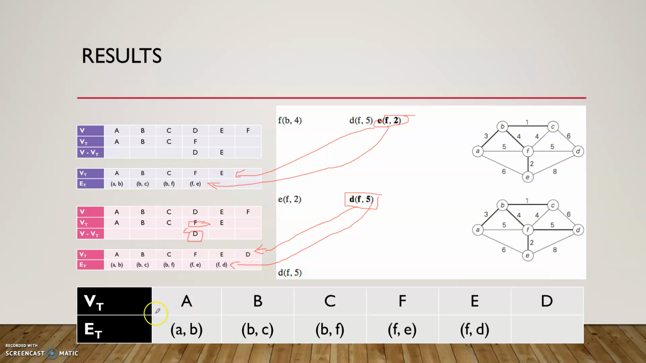So this is the final ET list, or the minimum spanning tree, which goes from A to B, B to C, B to F, F to E, and F to D. You can see that here. A to B, B to C, B to F, F to E, and F to D.